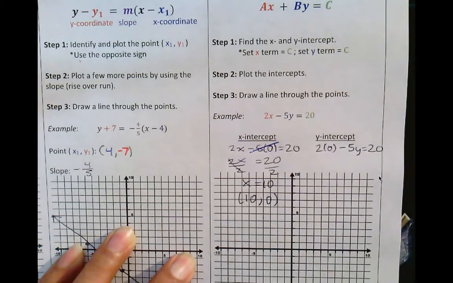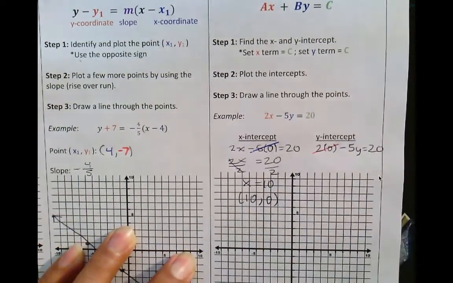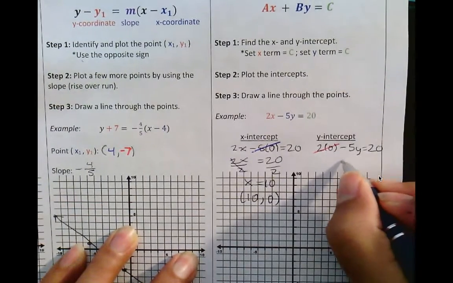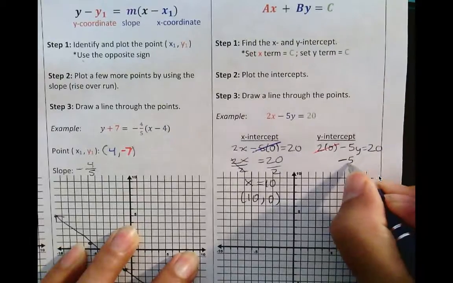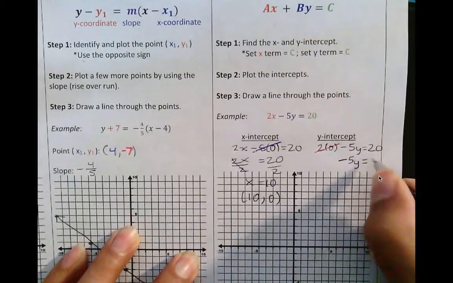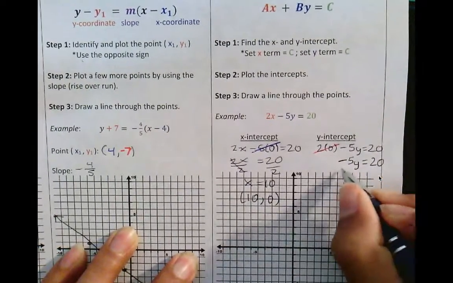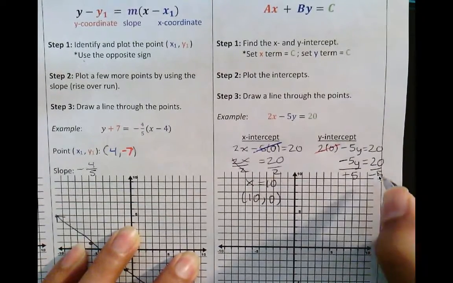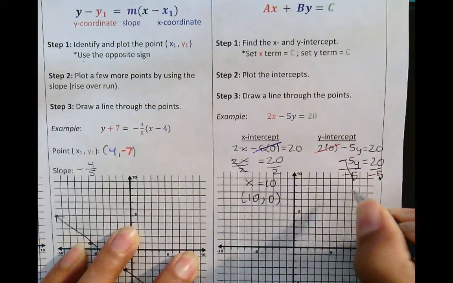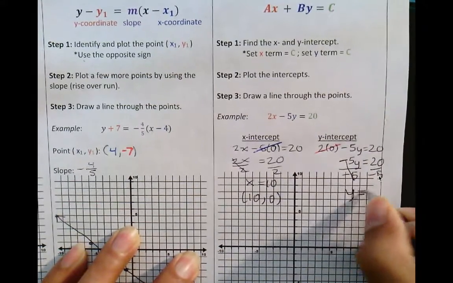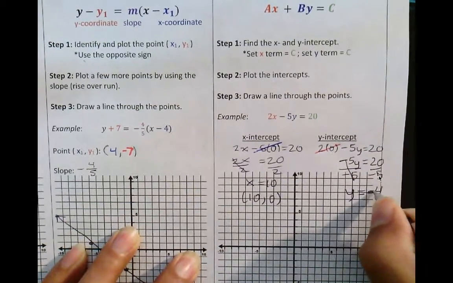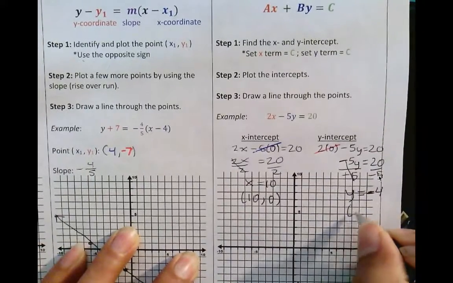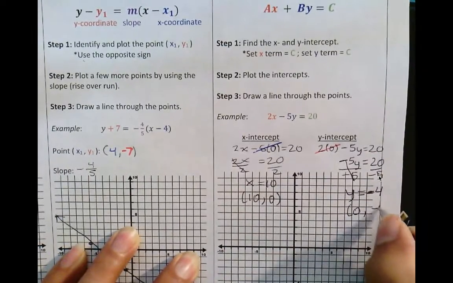Similarly, for the y-intercept, the 2 times 0 simply becomes 0, going away. Now we're left with not just 5y, but remember this minus we bring down, treat it as a negative. That's negative 5y equals 20. We have this one-step equation. We divide both sides by negative 5, don't forget the negative, leaving us with y is equal to negative 4, which we write as 0, negative 4.